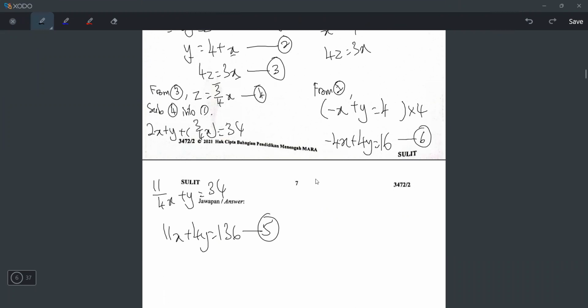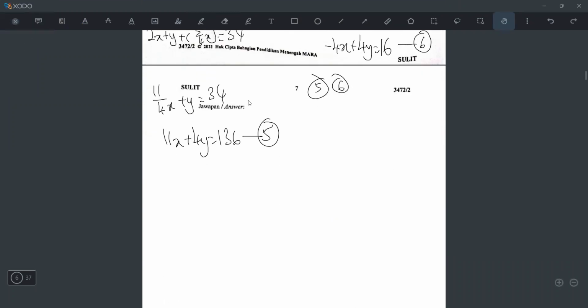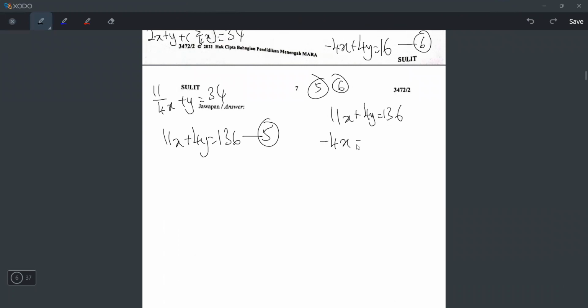And then I just do equations 5 and 6, elimination. Equation 5 is 11x plus 4y equals 136, and equation 6 is negative 4x plus 4y equals 16. 4y I want to eliminate, so I will subtract. So 11x minus negative 4x becomes plus, so 15x, 4y minus 4y is 0, and 136 minus 16 is 120. So x equals 120 divided by 15, I get 8, right?